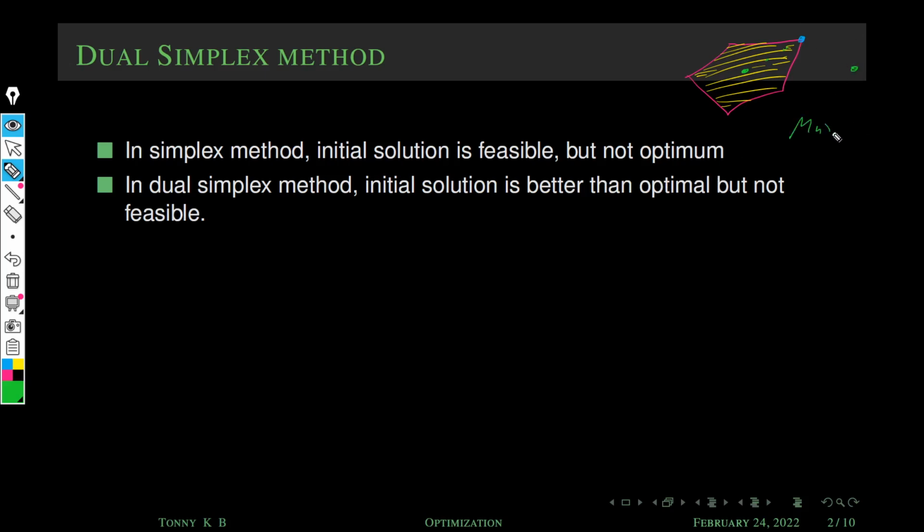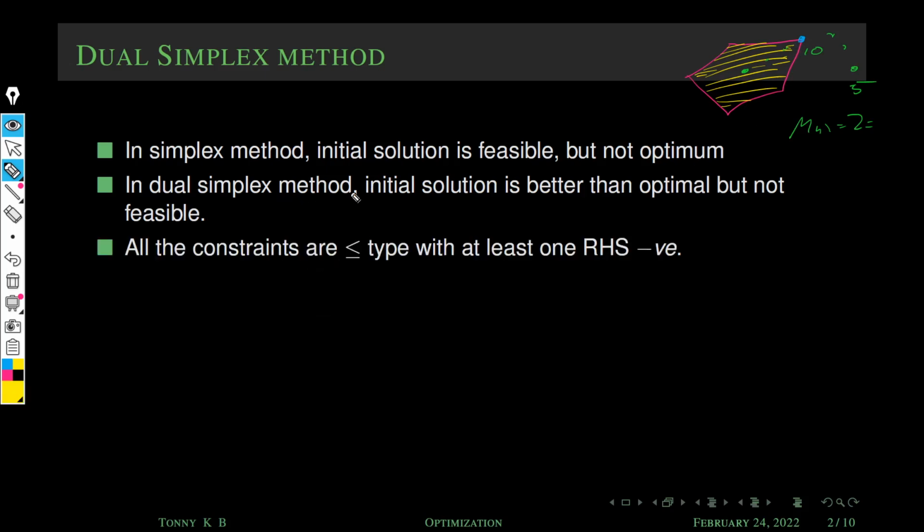Suppose our problem is minimization of z. Maybe the actual minimum value is 10, and this is maybe some 5. That is the meaning of the initial solution being better than optimal. But the solution is not feasible, not in the feasible region. That is the situation. So after some iterations, we will reach the same solution. That's the idea.